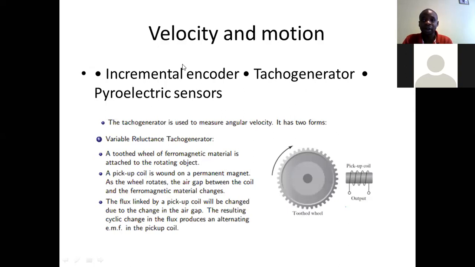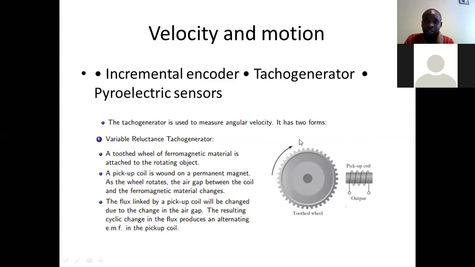Then we also have some sensors which can measure velocity. So these ones are changing velocity into some kind of an electrical equivalent. And we have one of them here. We have what we call a tacho generator. So a tacho generator is used to measure angular velocity.